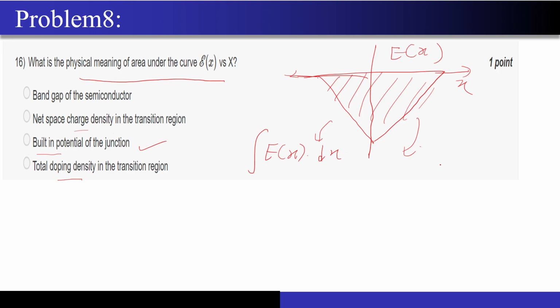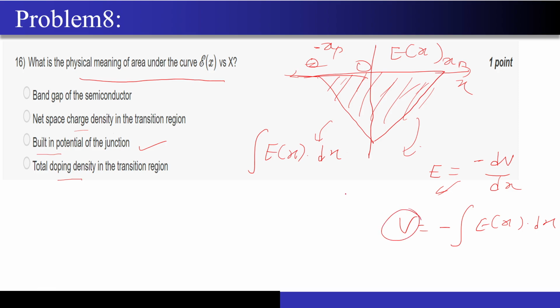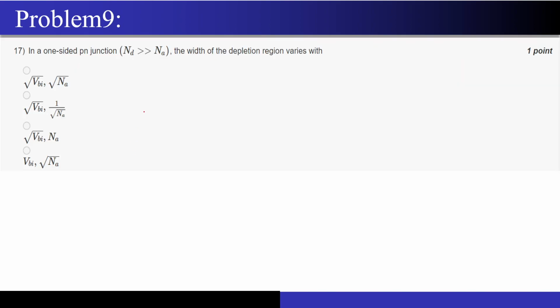And you know your E is nothing but your minus dV by dx, correct? So if I just integrate on both sides, V is nothing but your minus of E of x dx, correct? And now if you integrate it from, maybe this is minus xp and xn, if you calculate the area, integrate it over all the sides, then you will get the built-in potential. So your answer was correct. Very good. The option number 3 is the correct option. Now let's move on to the next question.